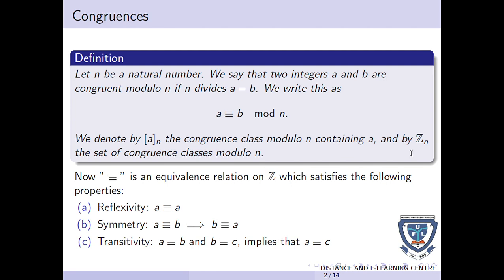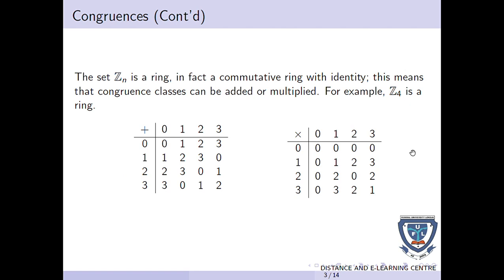Now, this symbol for congruence is actually an equivalence relation because congruence is reflexive, symmetric, and transitive. That makes it an equivalence relation. The set Z modulo n is a ring, in fact, a commutative ring with identity. This means that congruence classes can be added or multiplied.